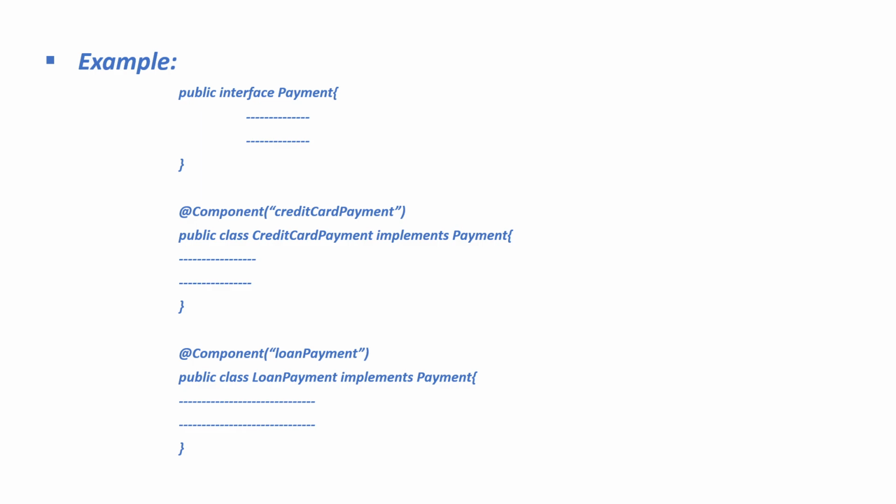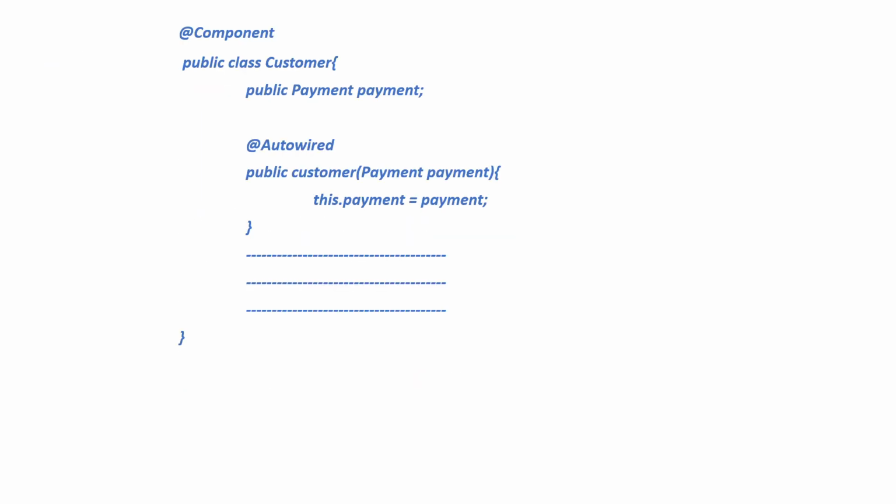Now in the customer class I want to inject the payment bean, so I specified the Autowired annotation. I specified the payment bean to inject. Here the problem is, for the payment type we have two child classes: credit card payment and loan payment. So for the payment type there are two beans of the same type. Credit card payment and loan payment belong to the same type, that is none other than the payment type.